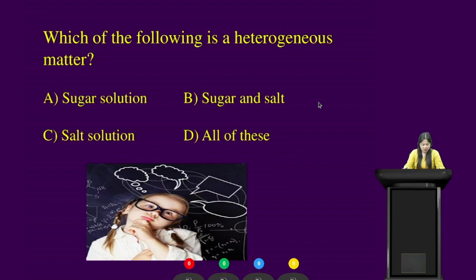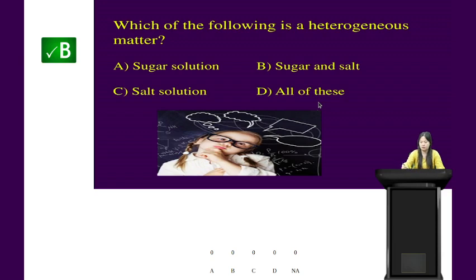Alright students, your time is up. Sugar solution is homogeneous, so this is not heterogeneous. Salt solution is homogeneous, it's not heterogeneous. So all of this cannot be the answer. So our correct answer here is option B, that is sugar and salt. Very good, students.